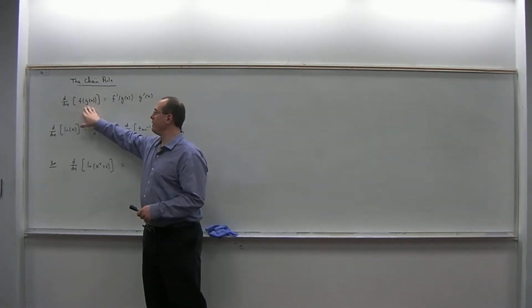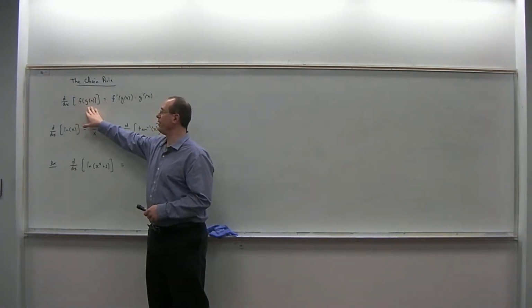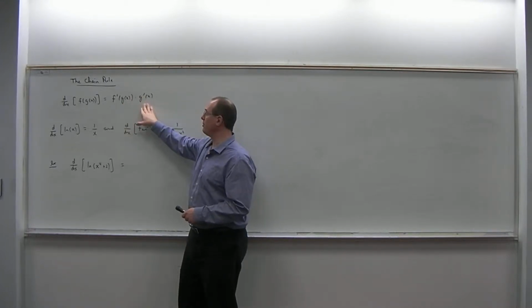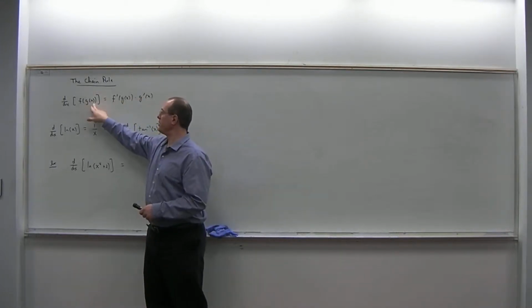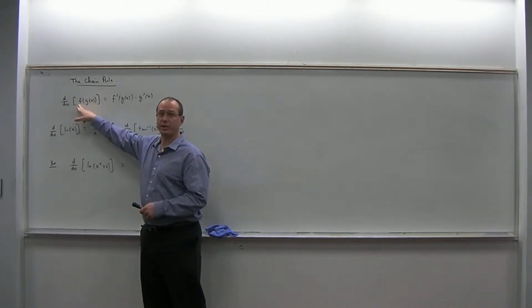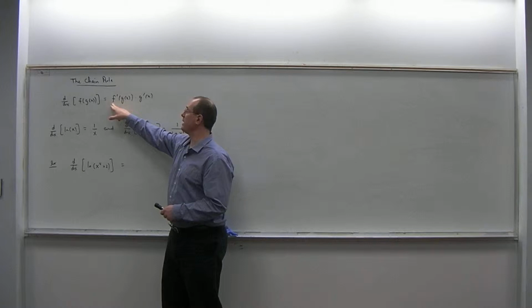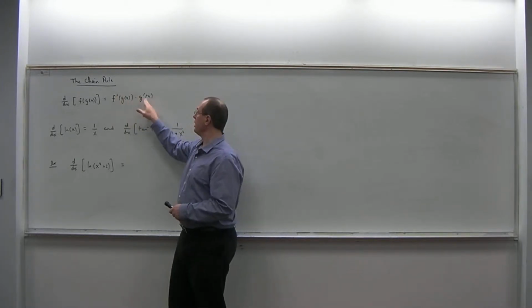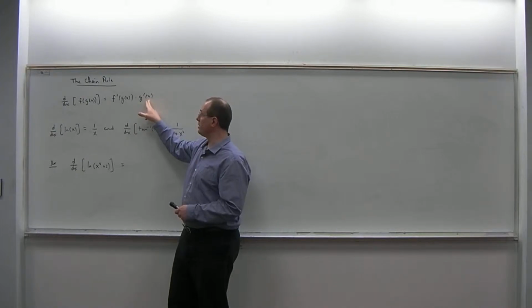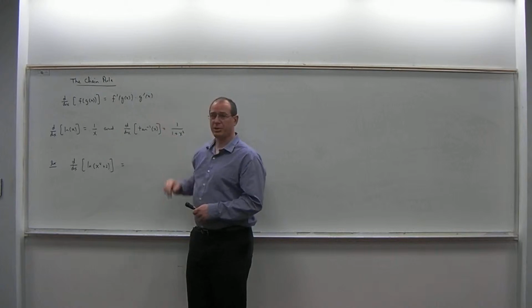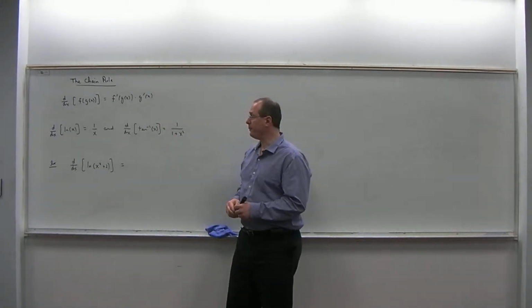The derivative of the composition f of g of x is equal to f prime of g of x times g prime of x. G of x I'm going to call the inside function, and f I'm going to call the outside function. So this is the derivative of the outside evaluated at the inside times the derivative of the inside, or for short, just the derivative of the outside times the derivative of the inside.